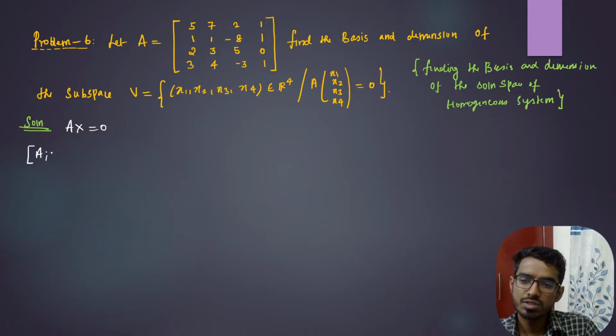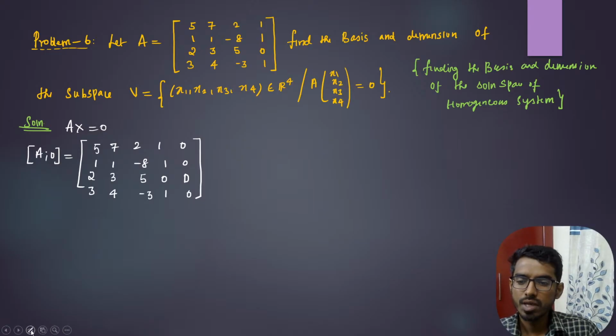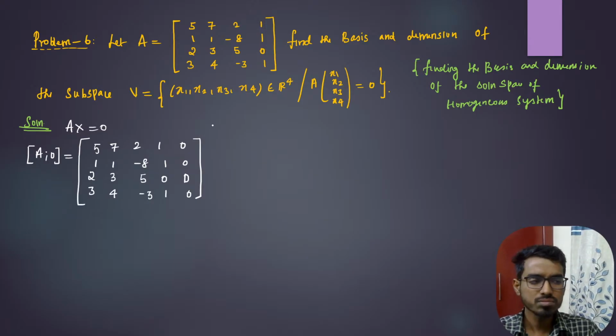So to find the homogeneous system solution, we will form an augmented matrix A comma O, which is 5 7 2 1 0, 1 1 minus 8 1 0, 3 5 0 0, and then 3 4 minus 3 1 0, right? So they have given a matrix. I have found an augmented matrix A comma O. So we will reduce this to row echelon form.